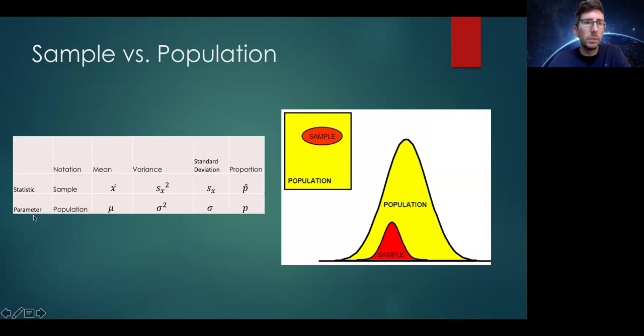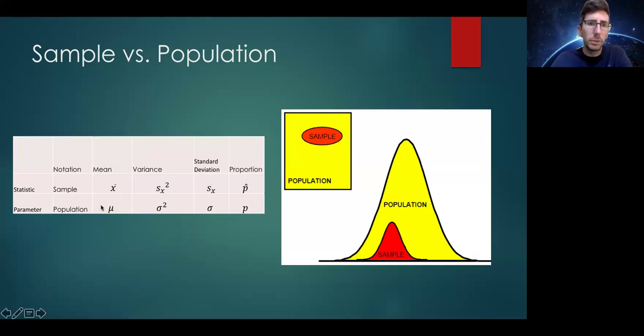Another reminder over here in this table: when we talk about samples, we're talking about statistics, and the things we talked about so far are the mean and the variance, as well as the standard deviation. We haven't talked about proportions yet. We'll get there. But just remember for our samples, our sample mean or sample average is X bar. The variance and the standard deviation are S of X squared or just S of X, and the proportion is P hat.